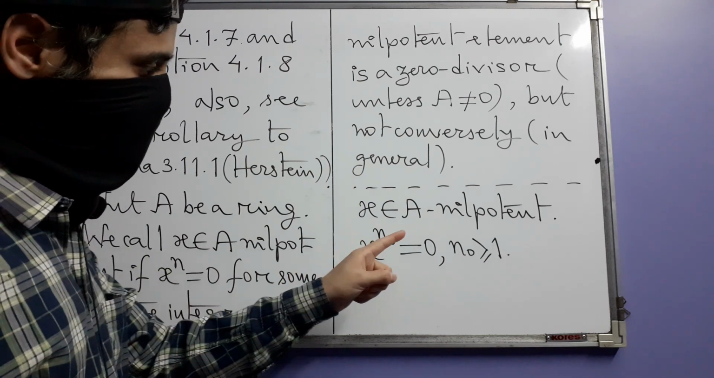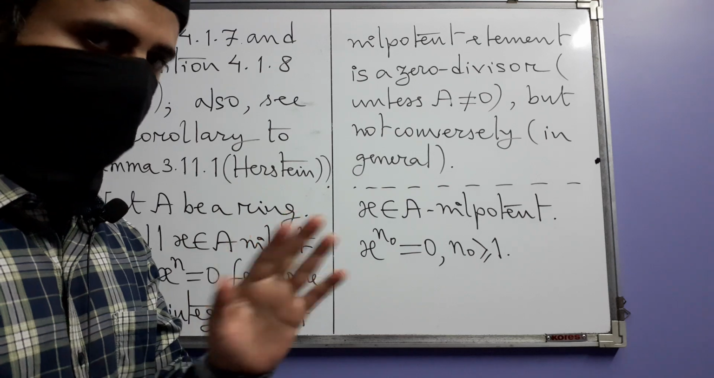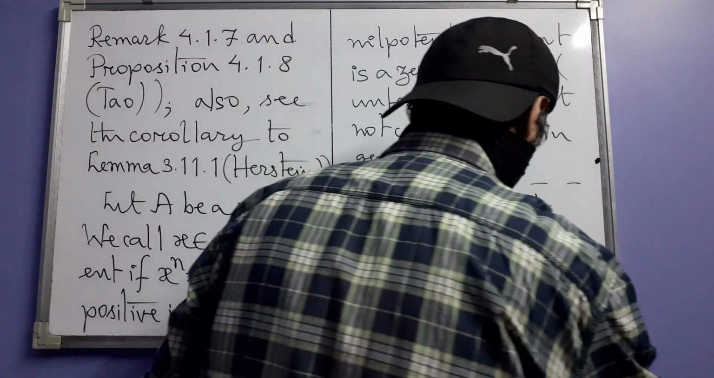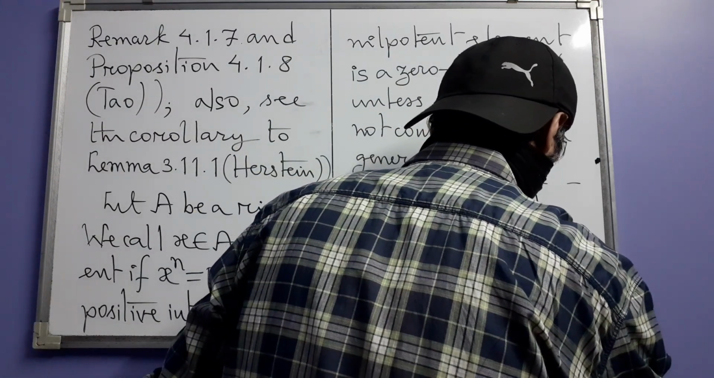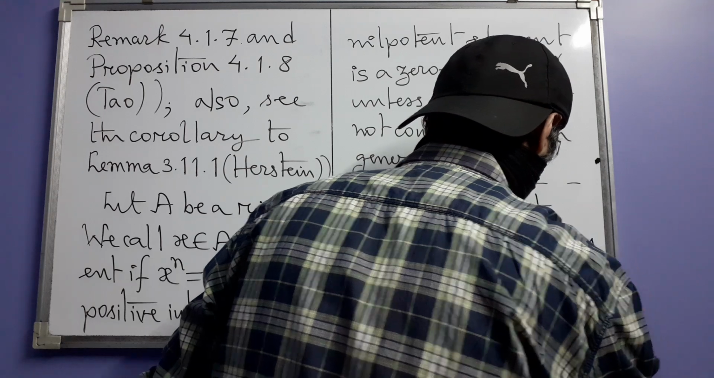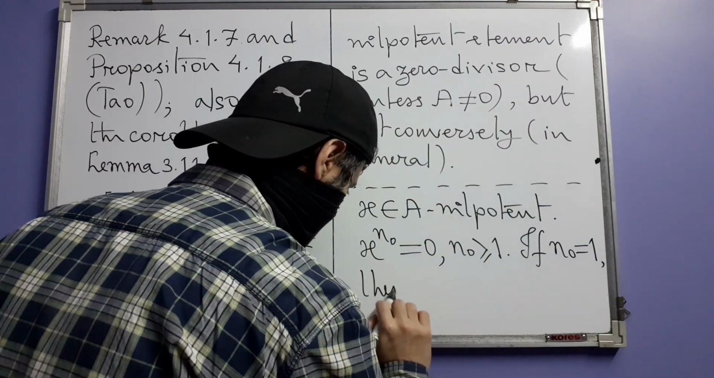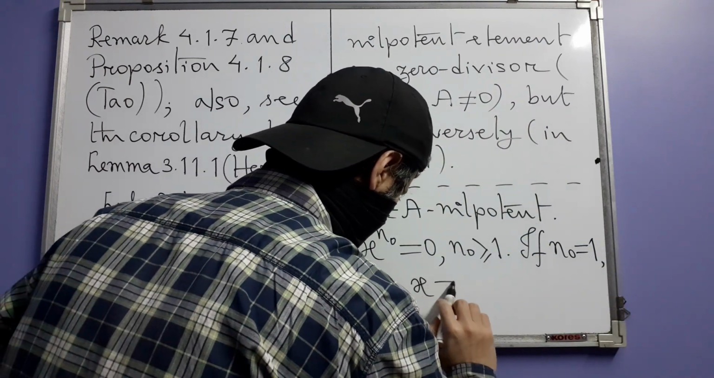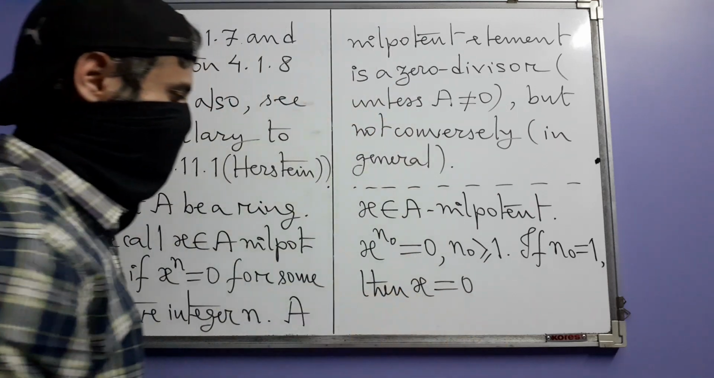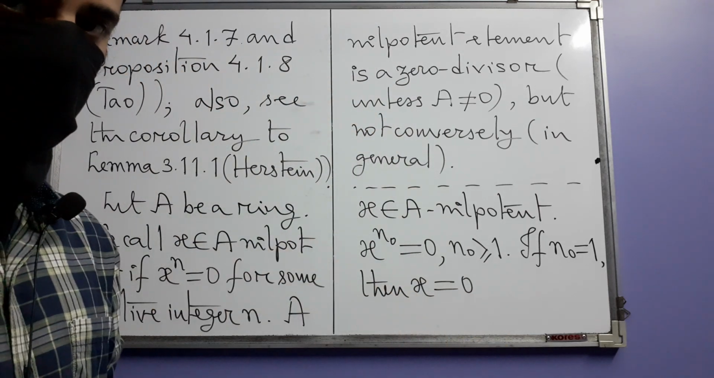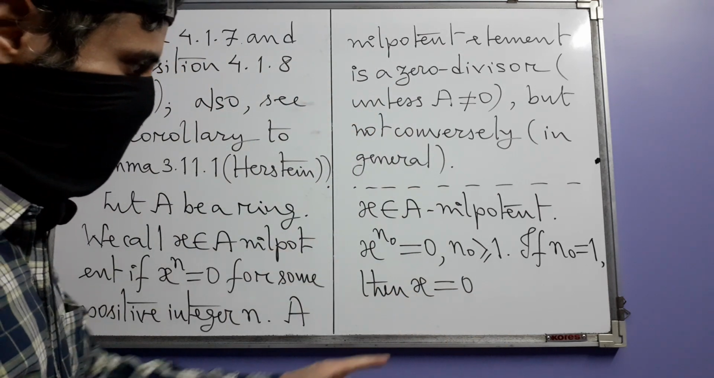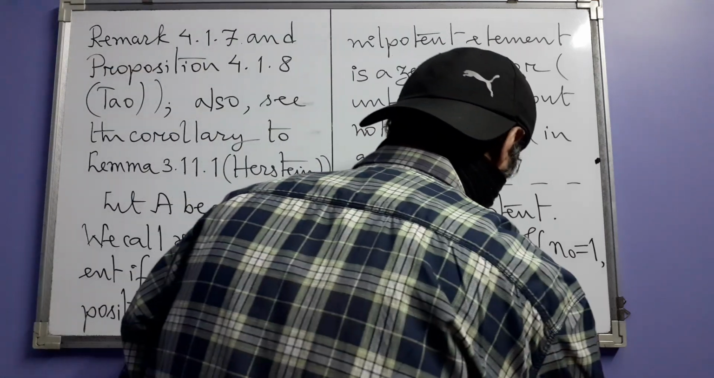Now if n0 is actually equal to 1, that is one possibility, right? If n0 is equal to 1, then this equation reduces to this, so x becomes 0, and this is a zero-divisor.